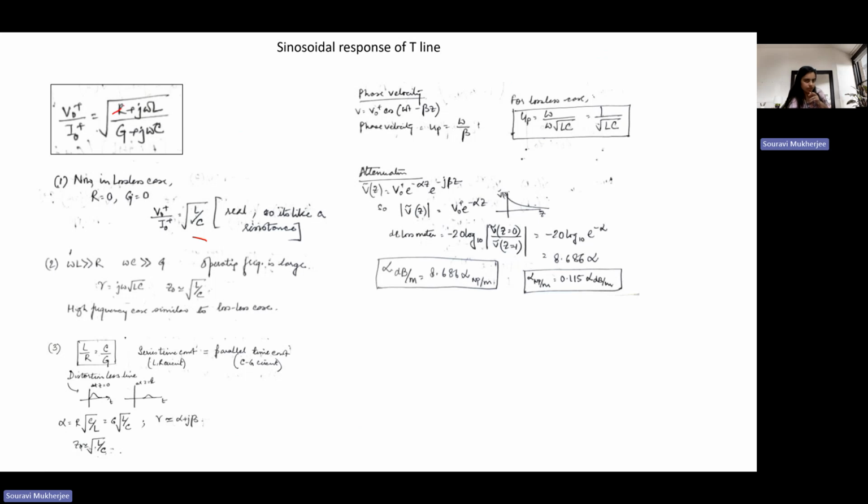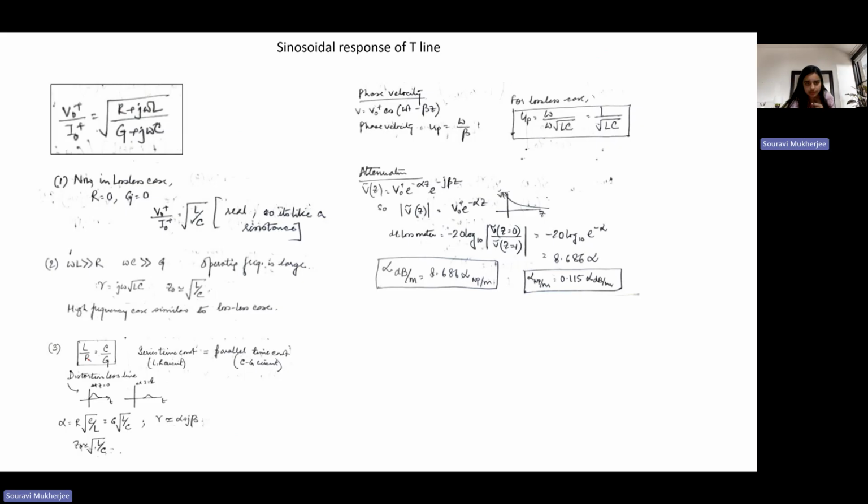So you can basically ignore these terms, right? And you get back the same form. So that means this is important. So the high frequency case is similar to the lossless case, right? Okay. Now there can be another situation where the ratio remains constant.